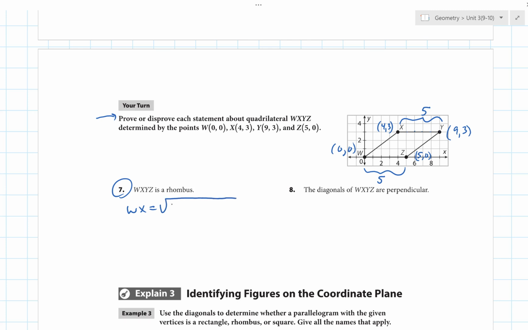So the length of WX we would do the distance formula. That's the square root of the difference in the x-coordinates, 4 minus 0 squared, plus 3 minus 0 squared. That is 16 plus 9, or square root of 25. Okay, so now you go ahead and find the length of YZ by doing the distance formula. Press pause on your video player, go ahead and find the length of YZ, and then press play when you're ready to check your solution.